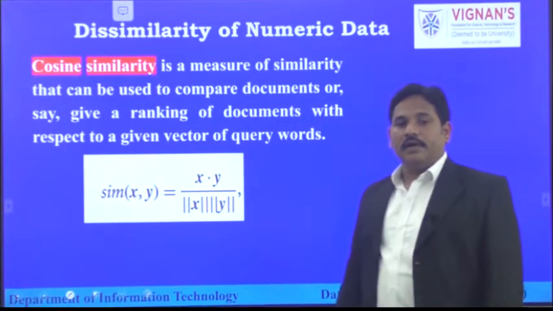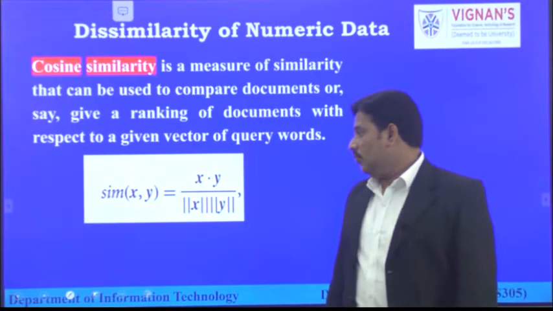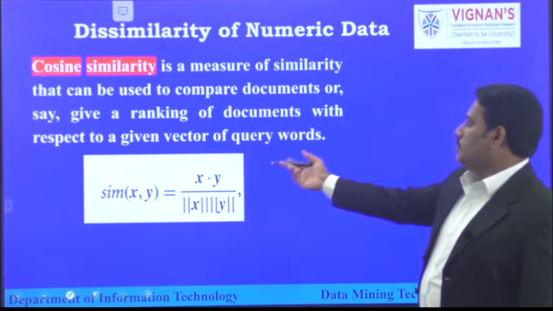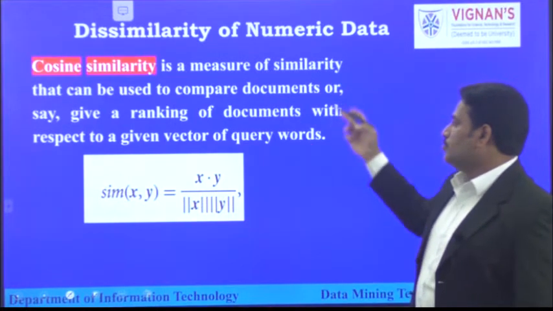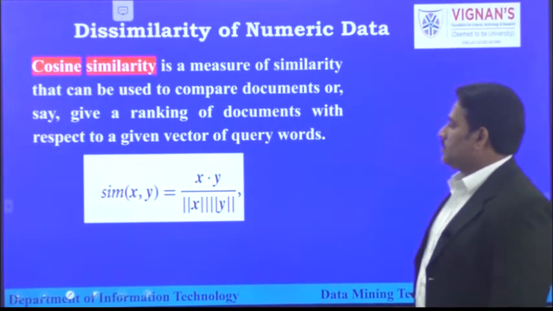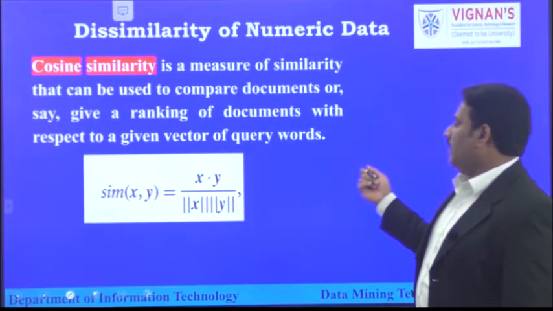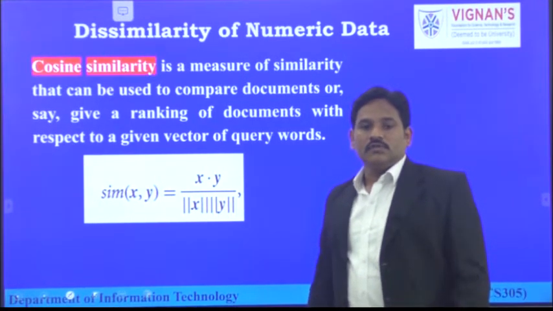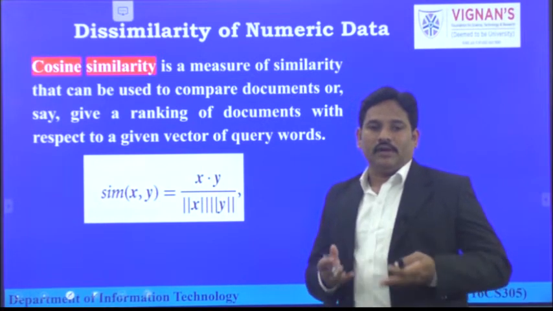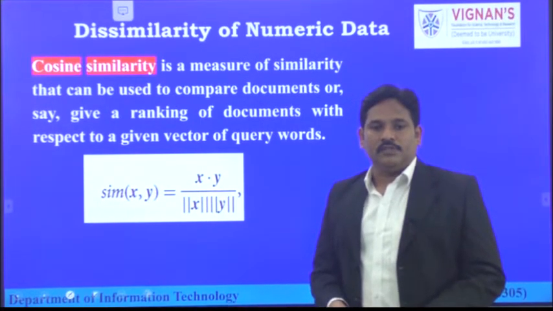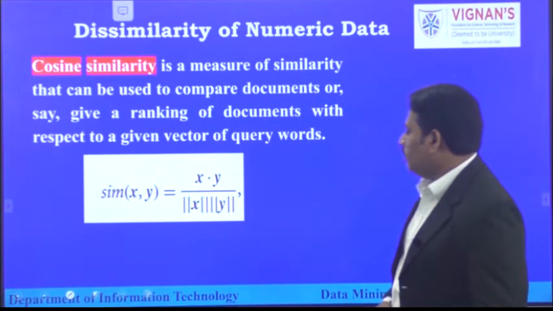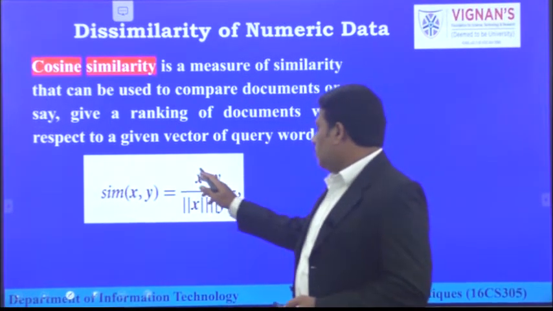Another dissimilarity measure is the cosine similarity. Cosine similarity is a measure that can be used to compare documents, or give a ranking of documents with respect to a given vector of query words. So when we want to perform a ranking on a given set of documents or digital content, we can use cosine similarity. The formula is x dot y.